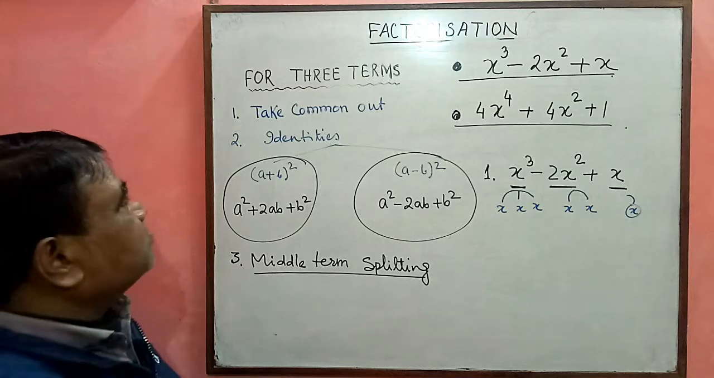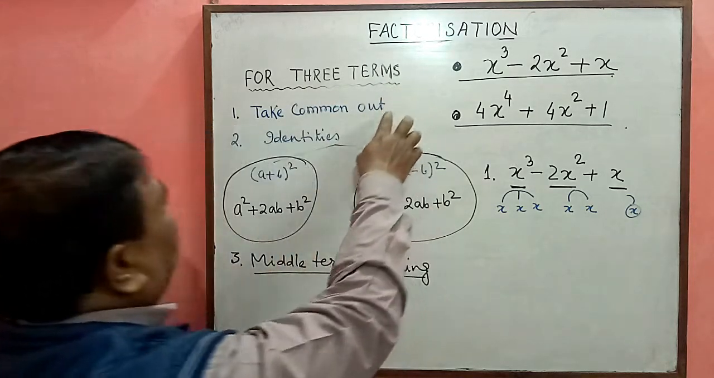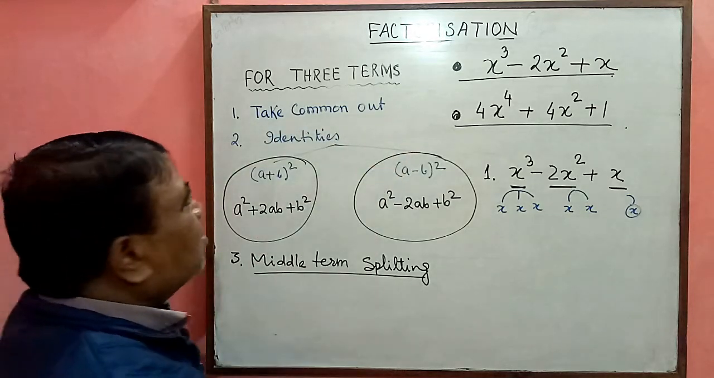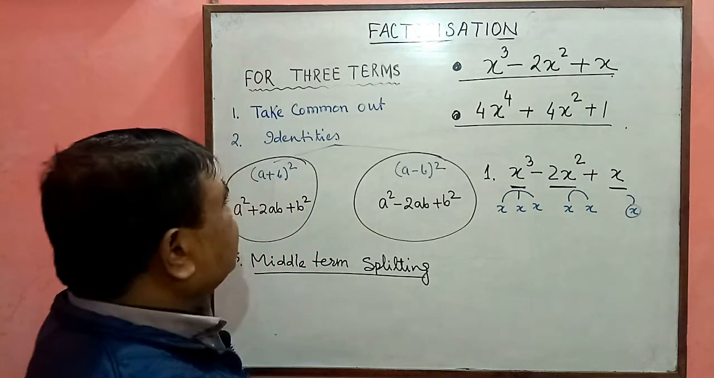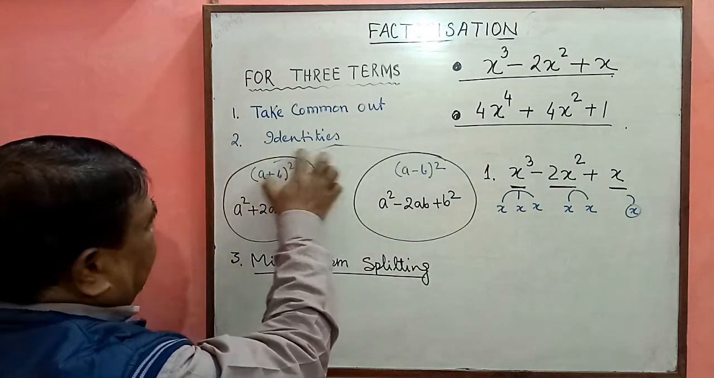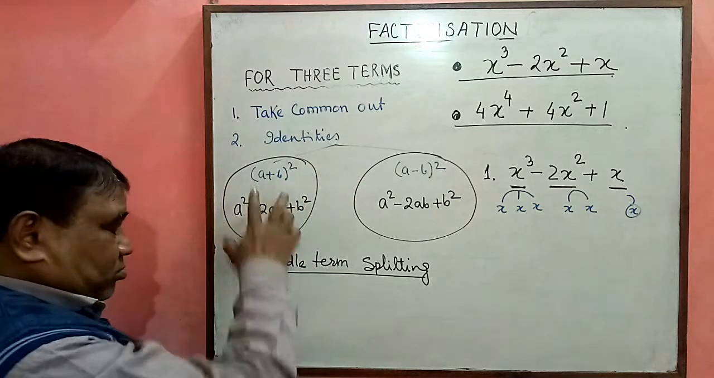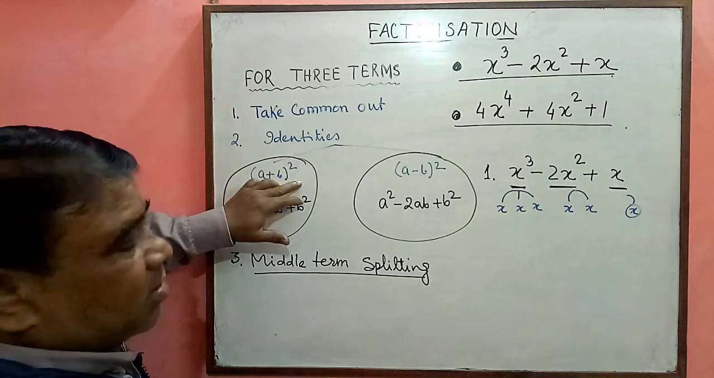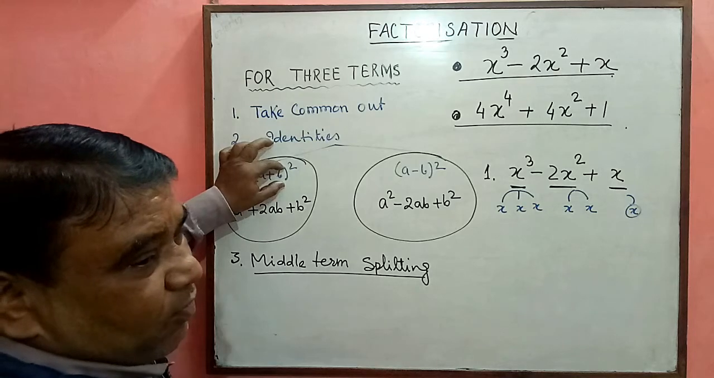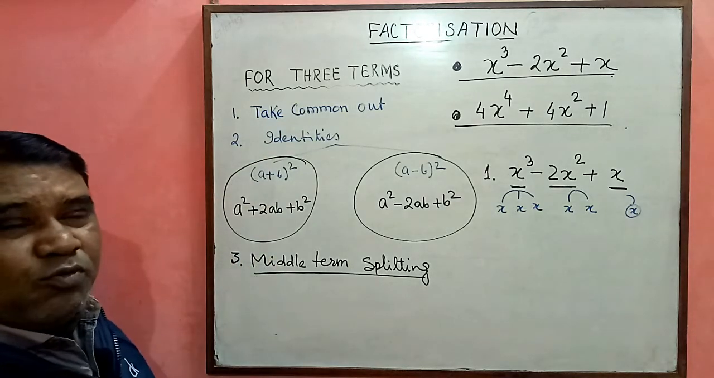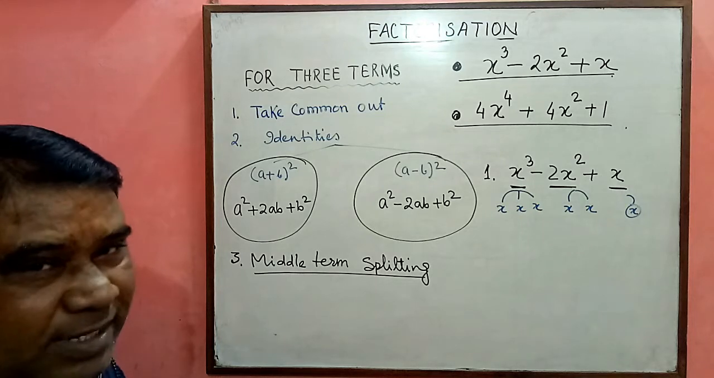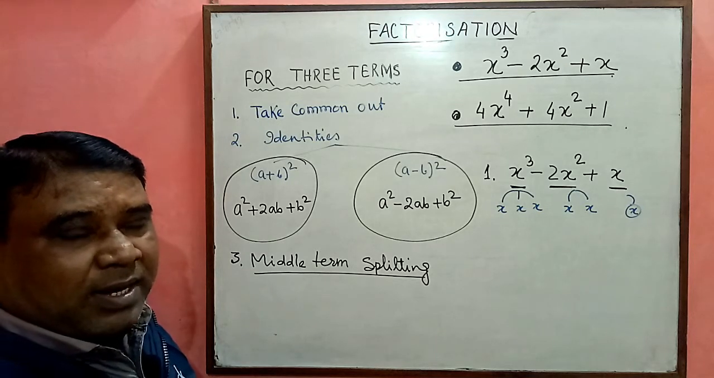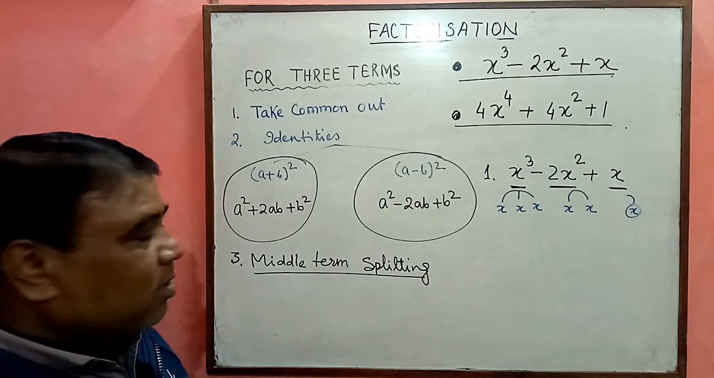Now for three terms. For three terms again, let me repeat the first step. That is, take common out. That is the foremost duty for factorization. Then again identities. Here we have two identities we know. It is the binomial square, that is (a plus b) whole square. This is first term and second term. So we know first term square plus 2 into first term into second term plus second term square, that is a square, first term is a, plus 2ab, first term a, second term b, plus b square, second term square.